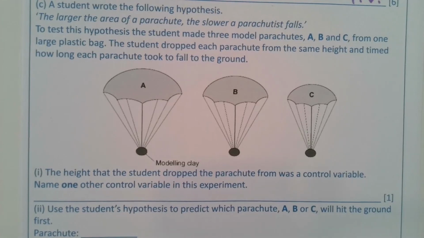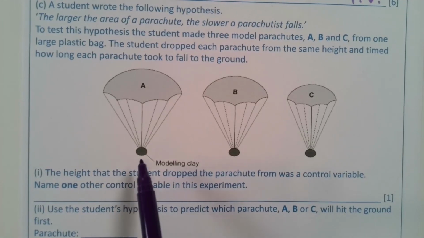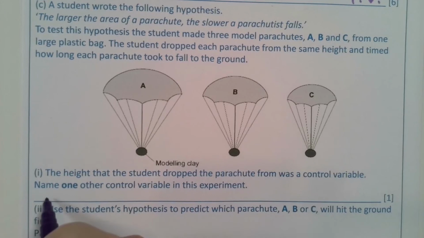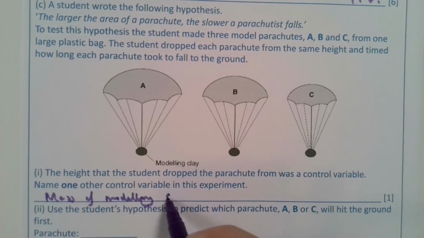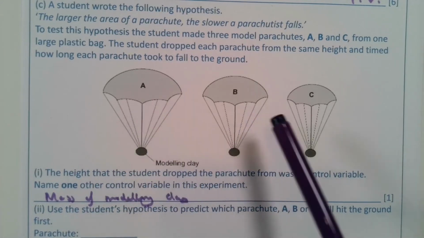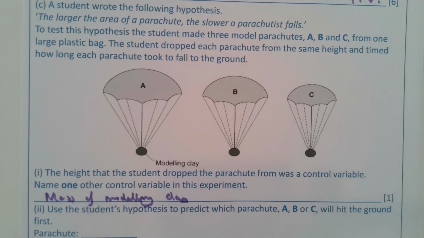Now there are many different control variables that you could say, but one of the most obvious ones is the mass of the modelling clay. It would be unfair and an unreliable experiment if they had different amounts of modelling clay. Again, we like to say the mass of the modelling clay, not the amount of the modelling clay. We want to keep those answers scientific. Other things that you might think of would be the material that the parachute is made from, maybe the number or length of the strings, or any other reasonable variable.